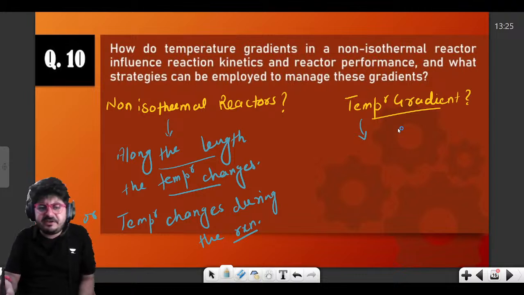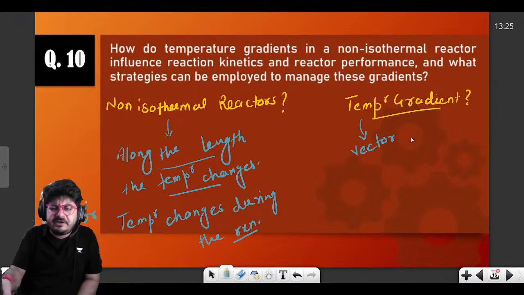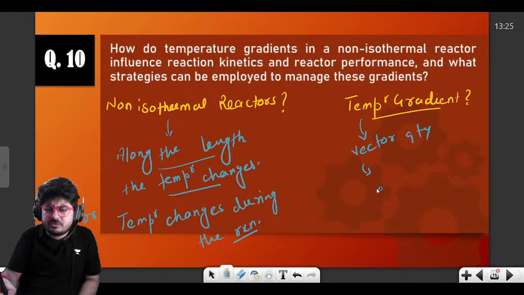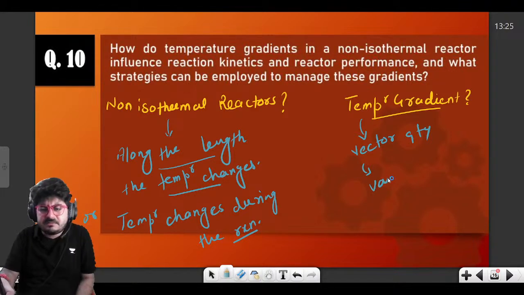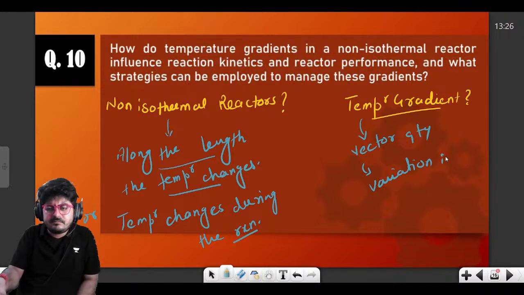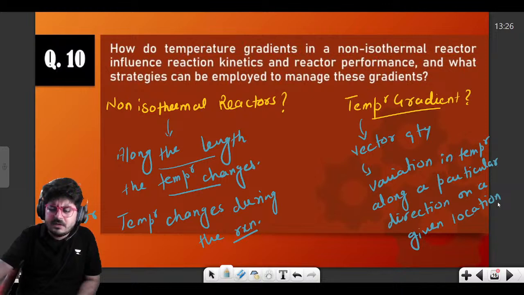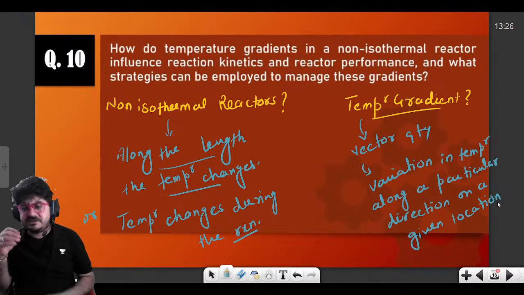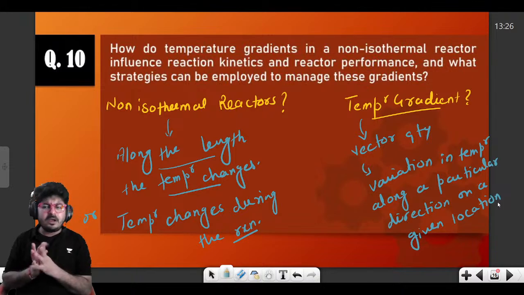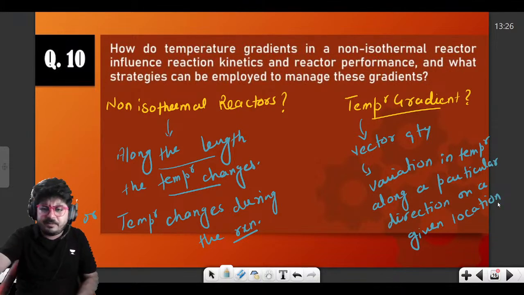While if I talk about the temperature gradient, I hope all of you know that temperature gradient is a vector quantity. It helps us to figure out the variation in temperature along a particular direction at a given location. मतलब रिएक्टर में किसी भी एक गिवन लोकेशन पे, at any given location, if you check, you will get to know the direction of the temperature variation, like in which direction temperature is increasing or decreasing. So that's what we can understand with the help of temperature gradient.